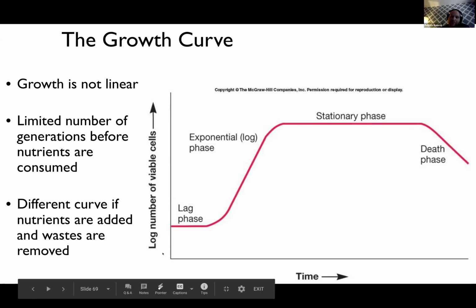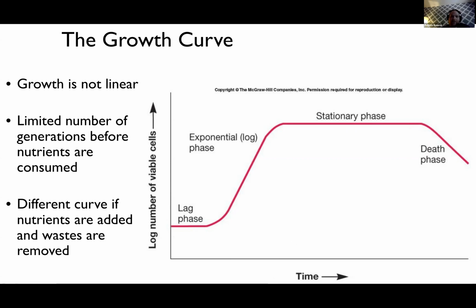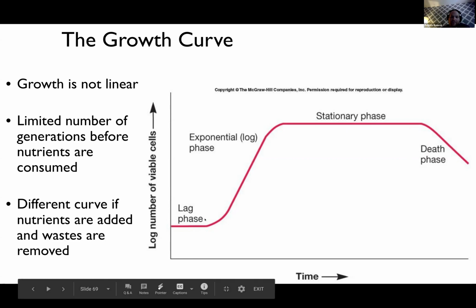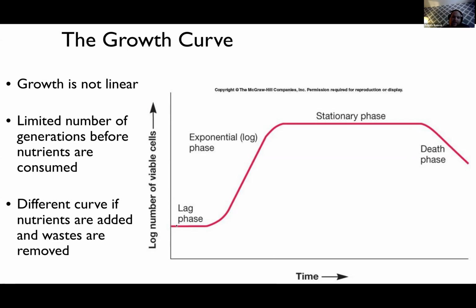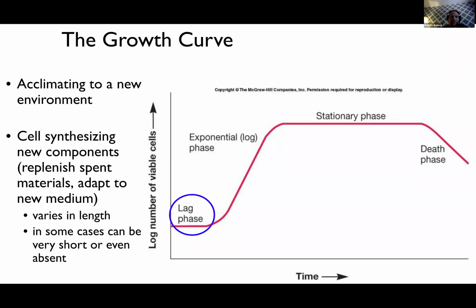Now, the time frame here, this x-axis, varies depending on what organism you're looking at. So something that has a very, very long generation time, this curve is going to be pushed out much farther. But something that has a very, very short generation time, it's going to happen much quicker. So let's talk about the lag phase first. In the lag phase, the cells are synthesizing new components, they're replenishing spent materials, they're adapting to their new medium. Now, this lag phase does vary in length. In some cases, it can essentially be instantaneous, or in some cases it can be absent, or in some cases it can be very, very long. It just depends.